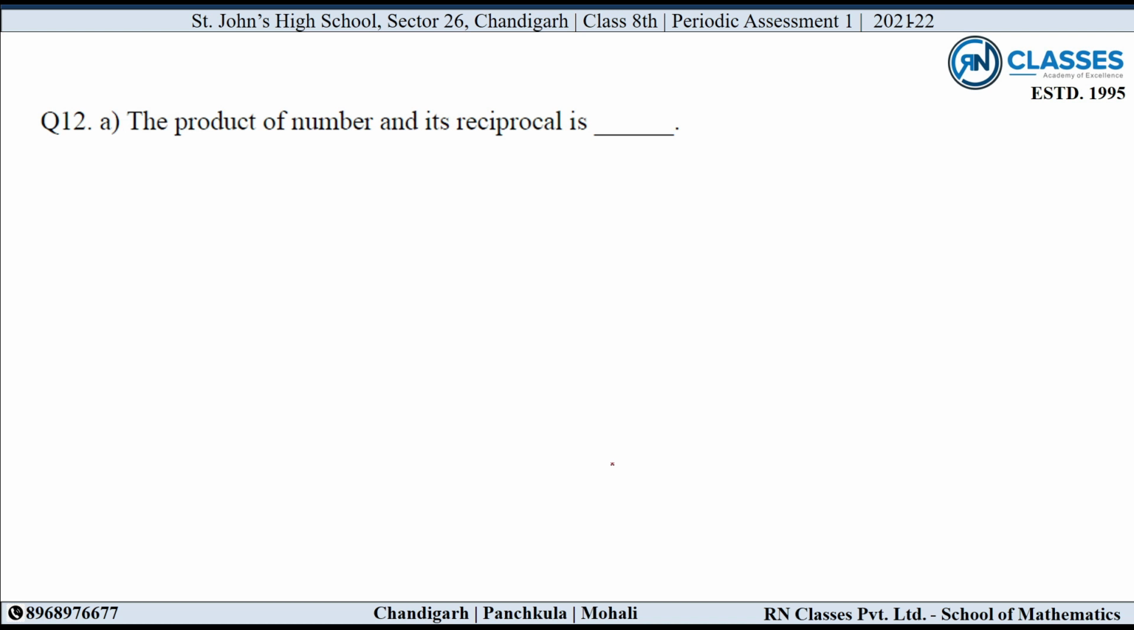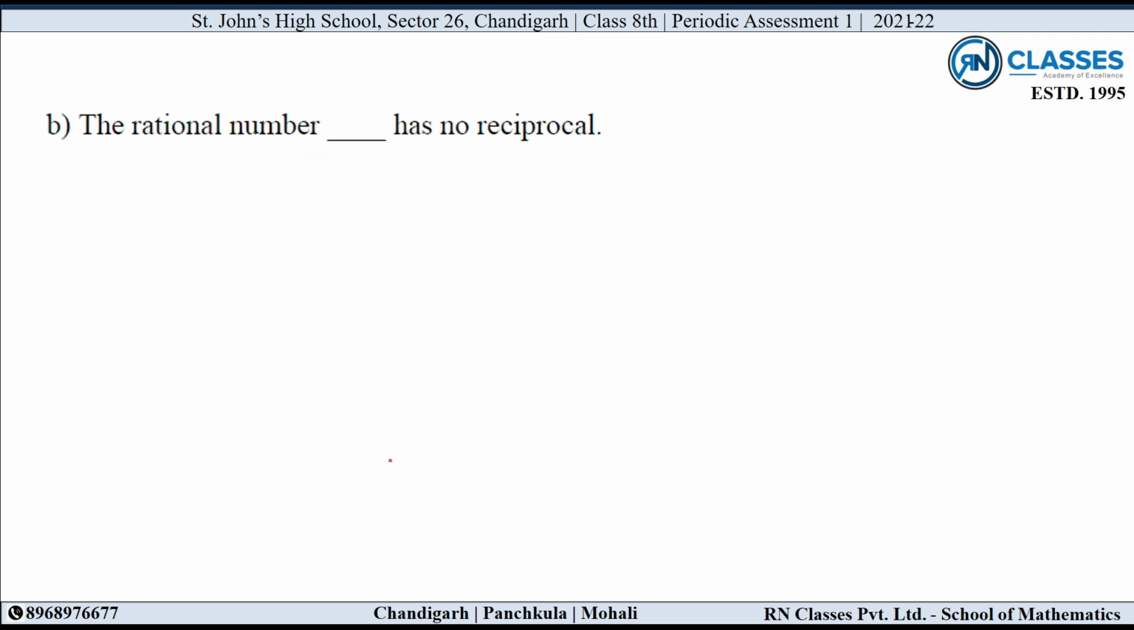Question number 12. Part A. The product of a number and its reciprocal. We have to find the product of a number and its reciprocal. We are doing rational numbers, so let's take the number in p by q form. My number is p by q. What would be its reciprocal? q would be in the numerator and p would be in the denominator. Product of them comes out to be: q is cancelled, p is cancelled, so 1 into 1, 1. So it is 1. Such a simple thing.